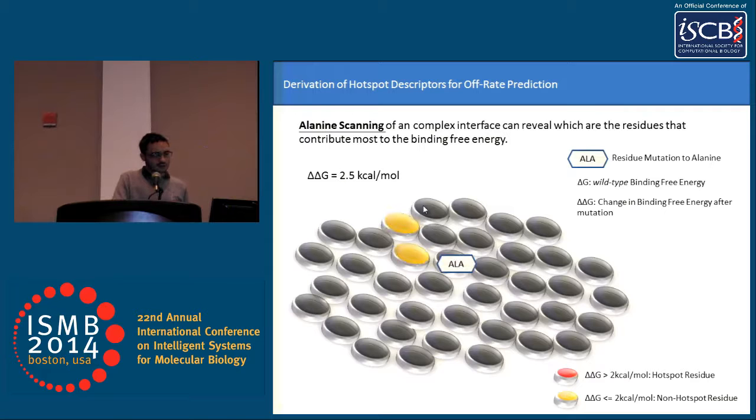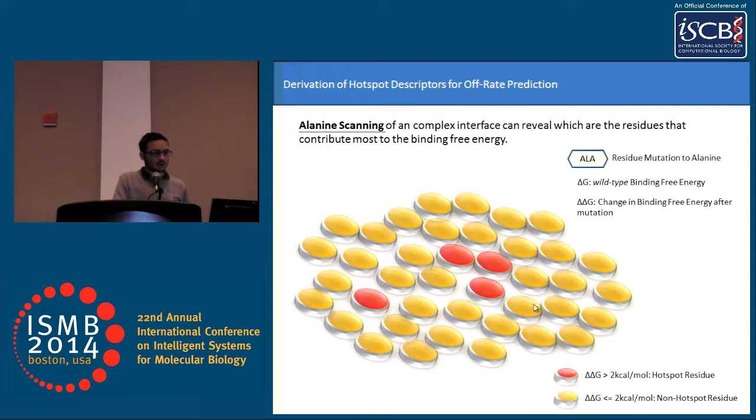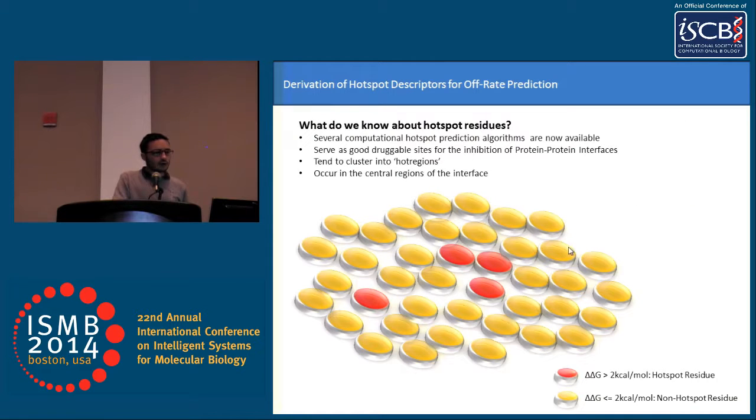So if you start scanning the interface one by one, you would find that certain hotspots are able to destabilize the complex more. And we term these hotspot residues. And so then, at the end of, let's say, an alanine scan, you can have a nice representation of the interface with hotspot residues and non-hotspot residues.